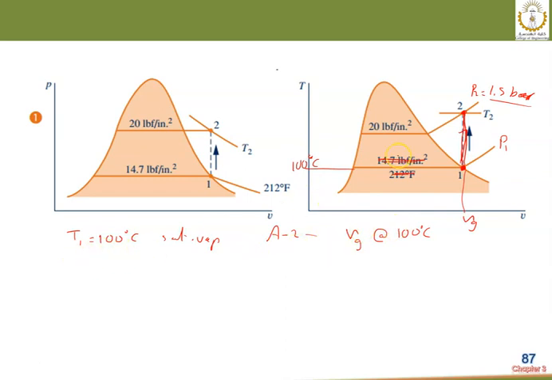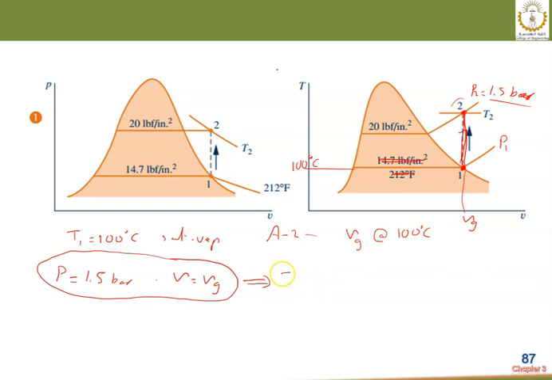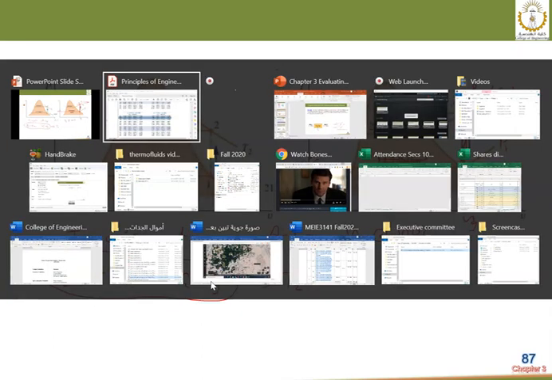Then what do we know in state 2? In state 2, we know that the pressure equals 1.5 bar, and we know that V equals Vg. So we have two intensive and independent properties. Then it means that from these two properties we can know what T2 is. This is P2 and V2. Let's try to do that.